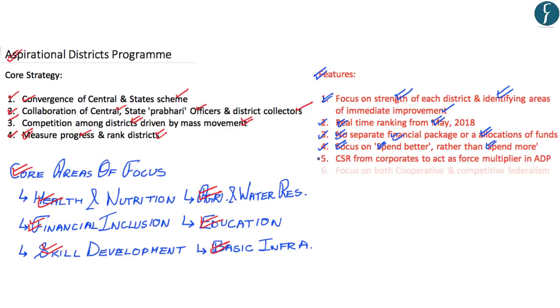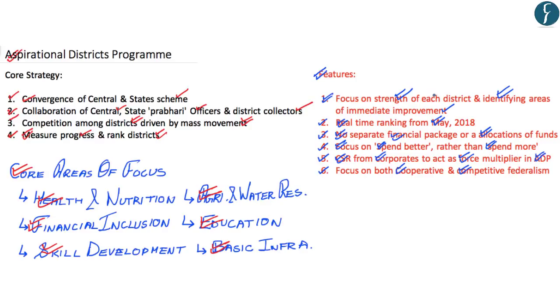The fifth feature is that corporate social responsibility from corporates would act as a force multiplier in the Aspirational Districts program. And the sixth and the last feature of the Aspirational Districts program is that it would focus on both cooperative and competitive federalism.